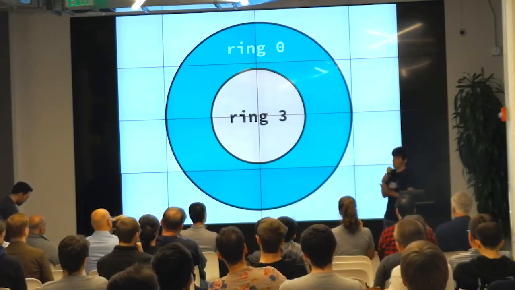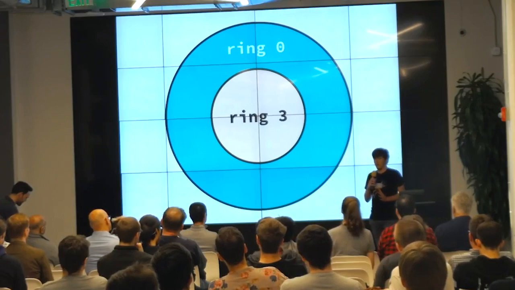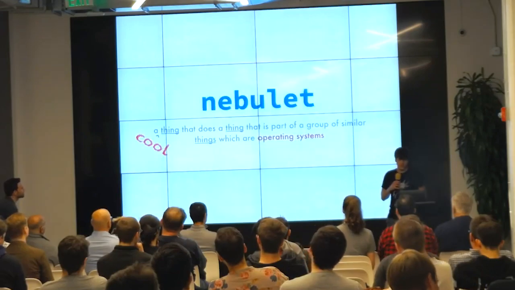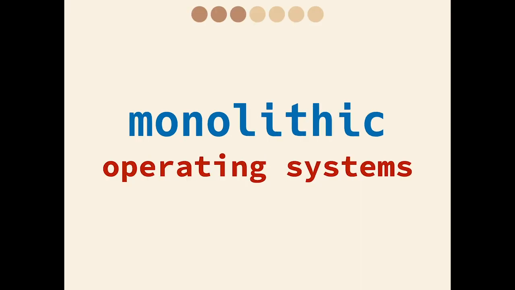So this isn't important right now, but it will be later, because a lot of Nebulet's design is based on whether this is necessary or not. All right, so we've gotten one of the definitions. They're operating systems. And so we're going to work through all of these over time through the presentation. So Nebulet is a thing that does a thing that is part of a group of similar things, which are operating systems. Great. So I'm going to talk about operating systems.